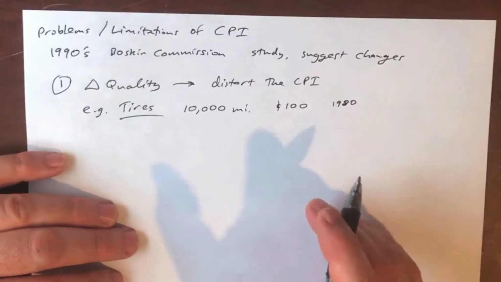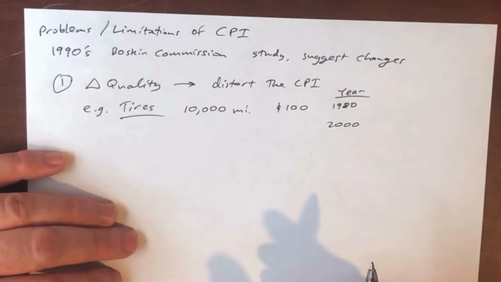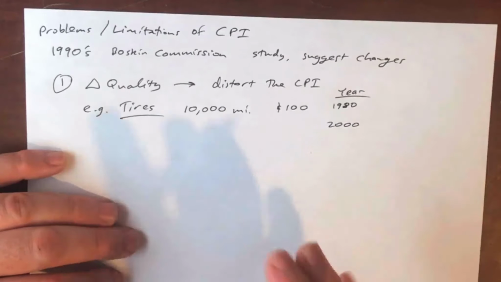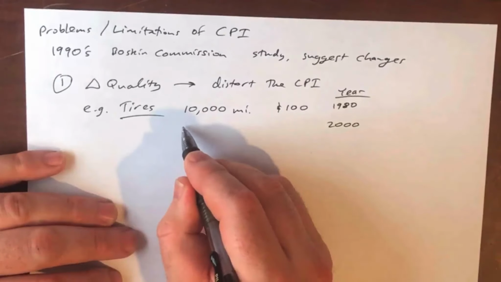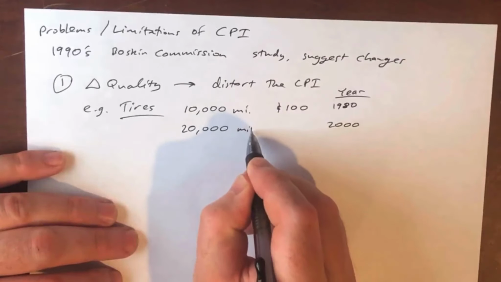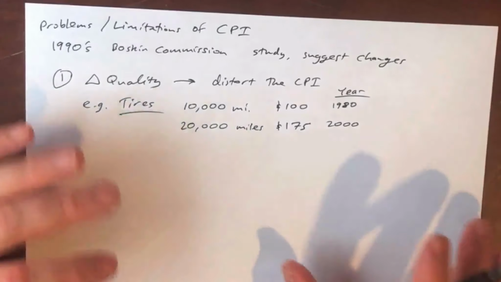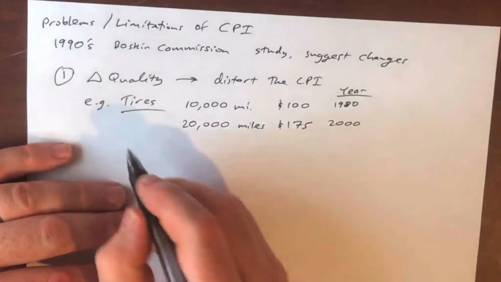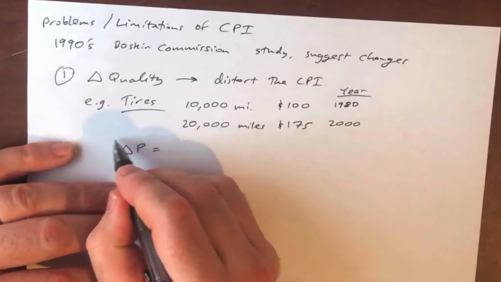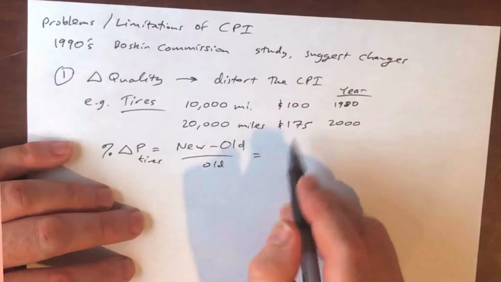Now, let's say that things change. By the year 2000, let's say they figured out how to make tires better. They figured out how to put little threads of steel in there, better mixes for the rubber, better layers, or maybe 3D printing, who knows. Now the tires last 20,000 miles, and they cost $175. Here's the problem: if the tires are in the CPI, the percentage change in the price of these tires is the new minus the old, divided by the old. It's easy because they start off at 100.